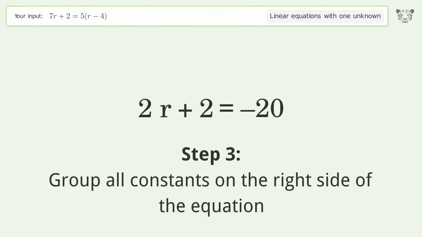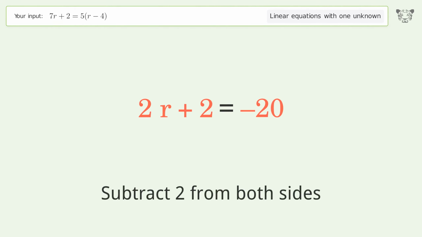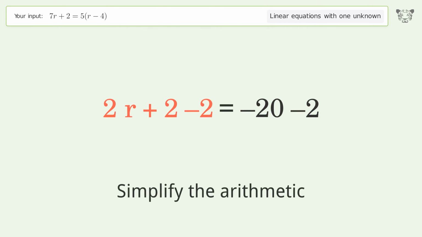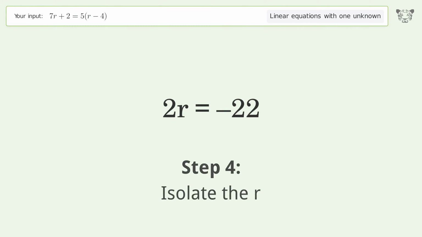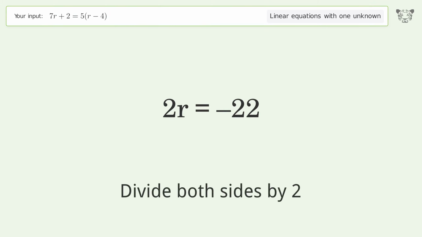Group all constants on the right side of the equation. Subtract 2 from both sides. Simplify the arithmetic. Isolate the r. Divide both sides by 2.